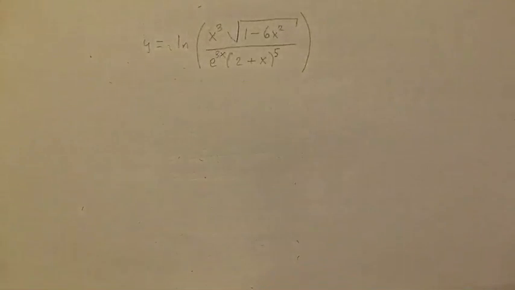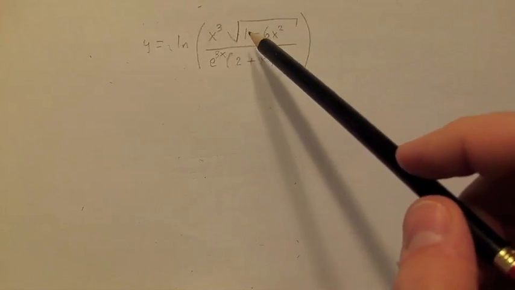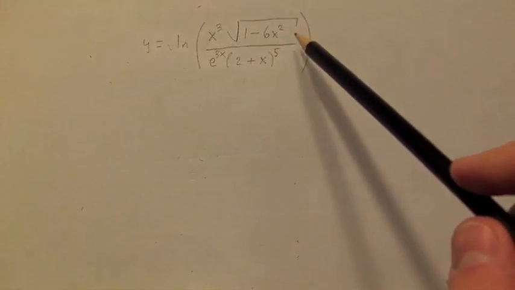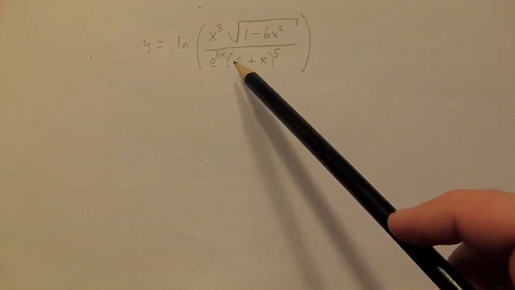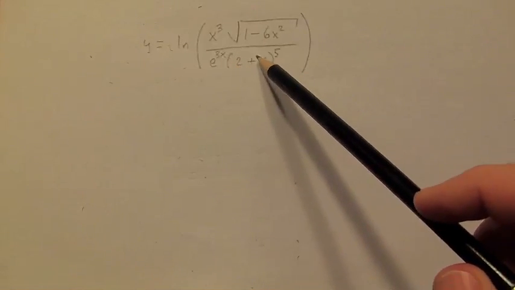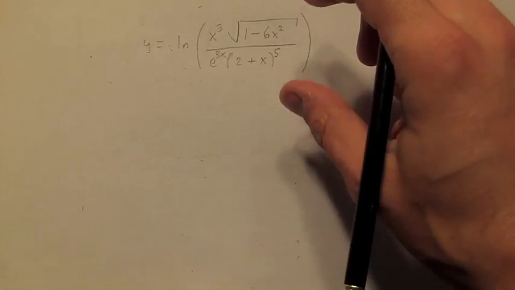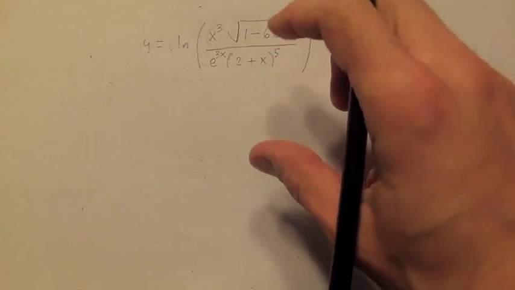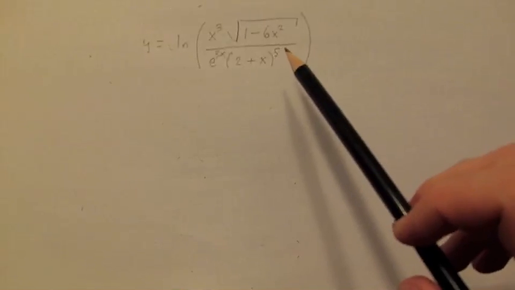Here's a prime example. Here's y equals the natural log of x cubed times the square root of 1 minus 6x squared all over e to the 3x times 2 plus x raised to the 5th. If you wanted to do this the brute force way, this derivative would be 1 over this thing times the derivative of this thing. Now think about the derivative of this thing.